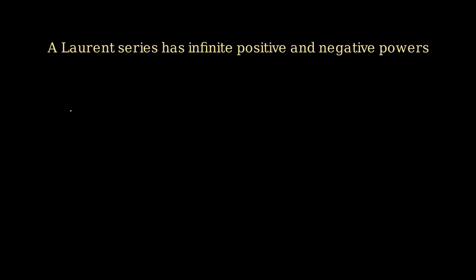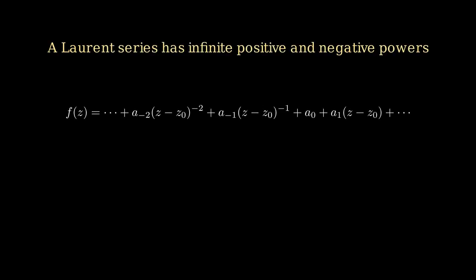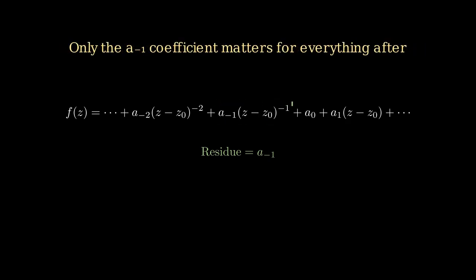Picture a Laurent series, an infinite sum of terms, some with positive powers of z minus z naught and some with negative powers. Somewhere in that sum sits one special term, the coefficient attached to z minus z naught to the power of -1. That one coefficient has a name, the residue. Pattern to recognize: out of an entire infinite Laurent series, only one single coefficient matters for everything that follows, the one attached to the power of -1.